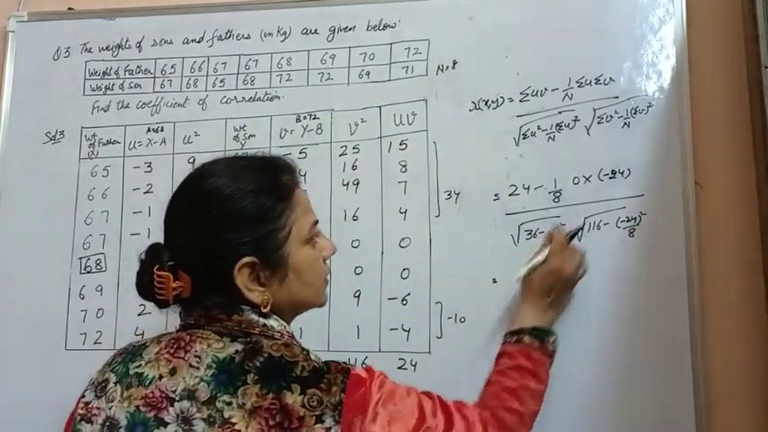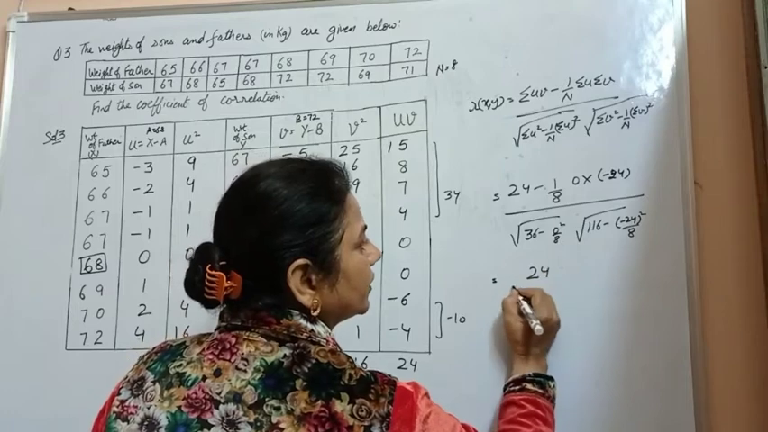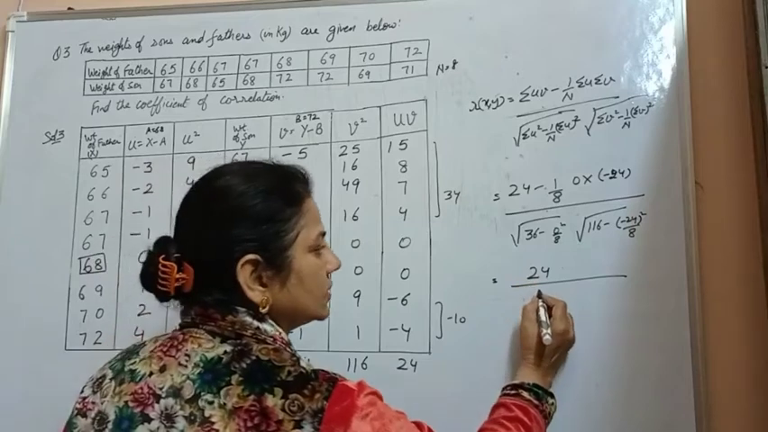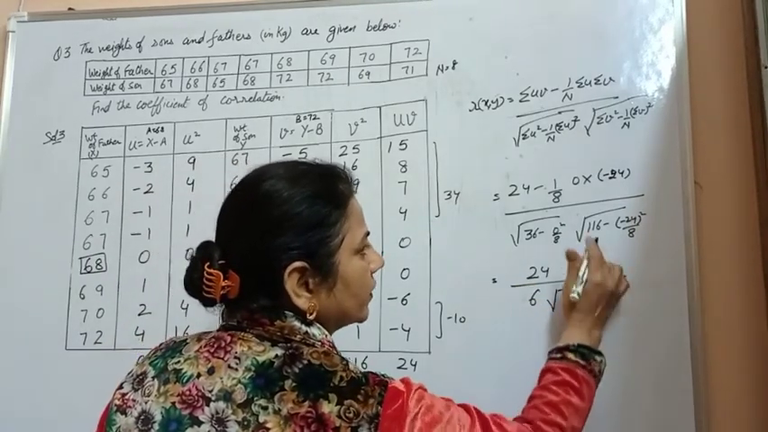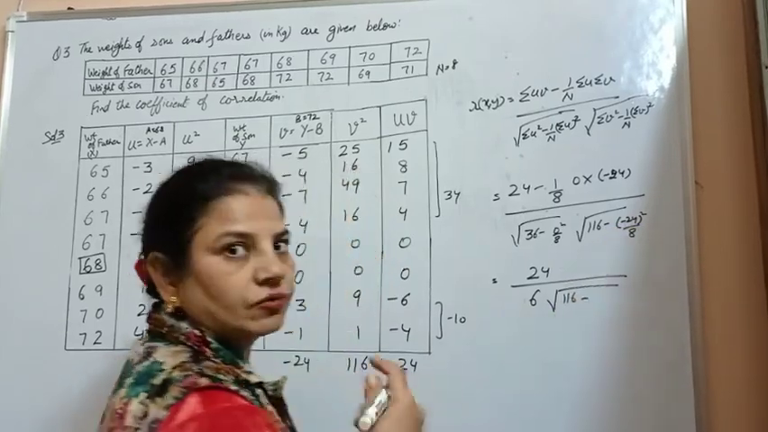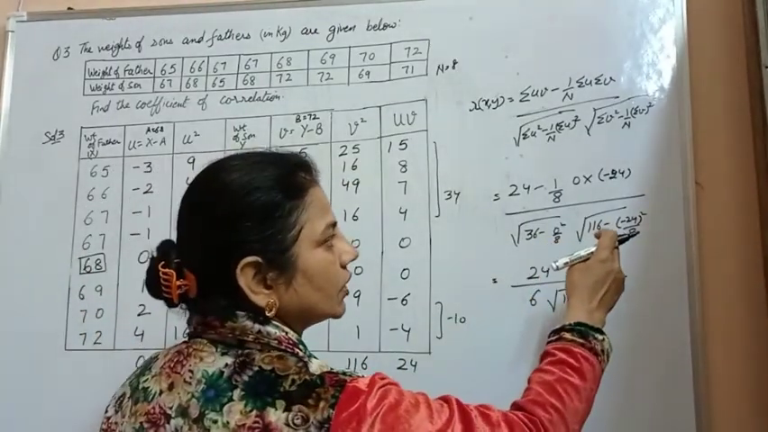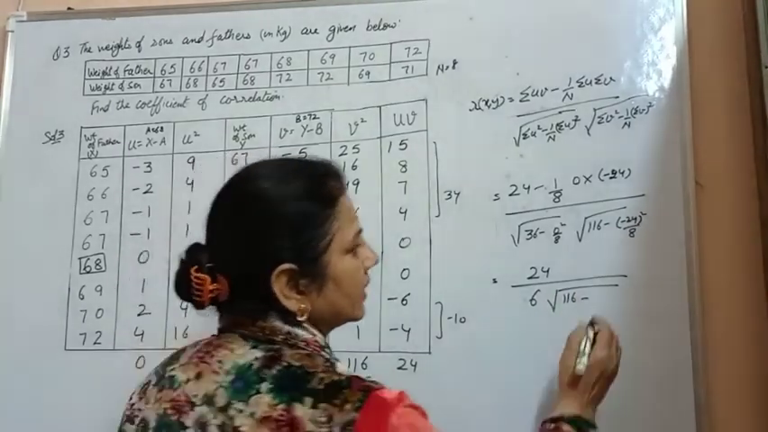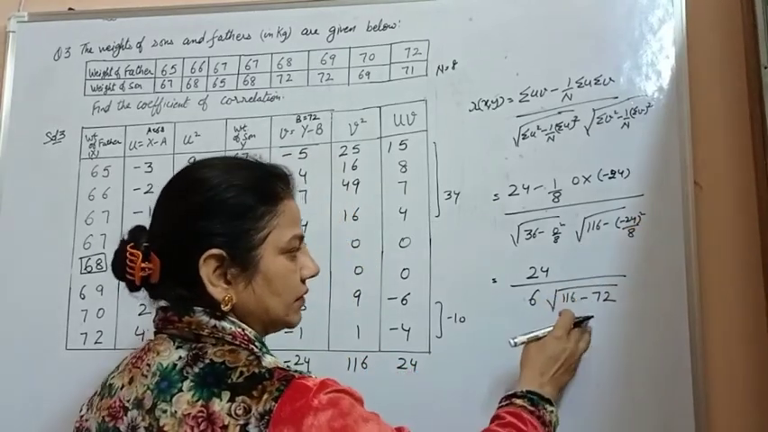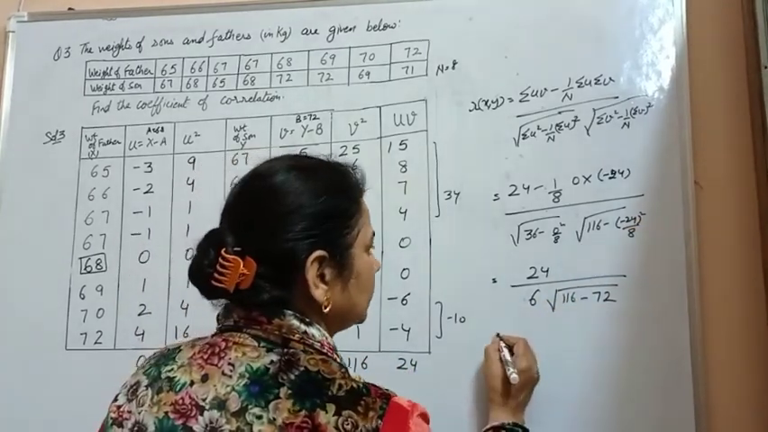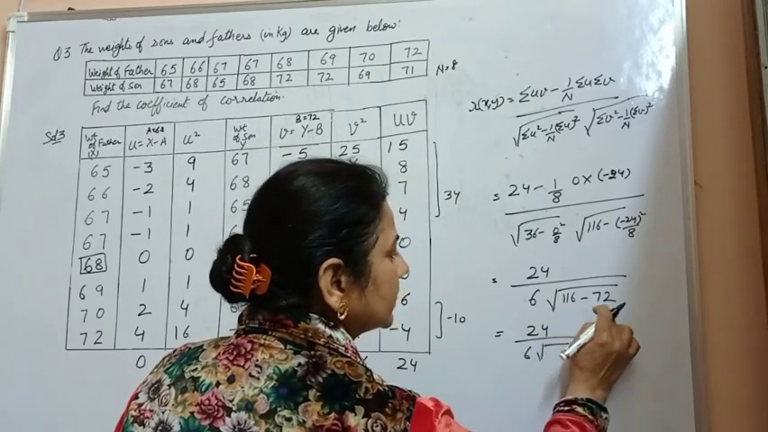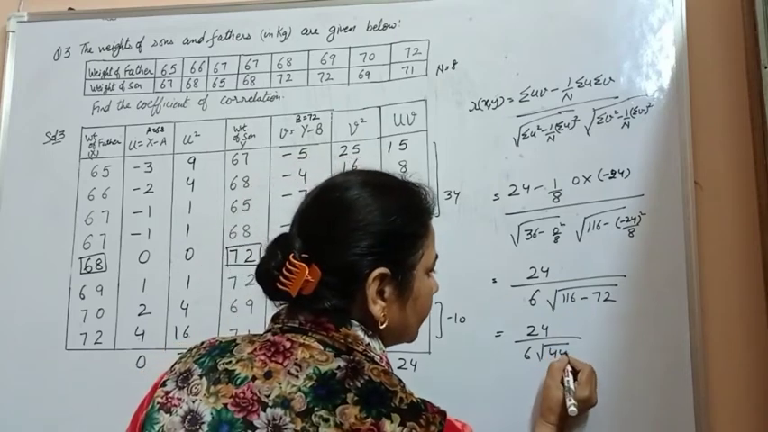So let us solve this. This becomes 0. We are left with only 24 in the numerator, and in the denominator, under this is 0. Under root 36 means only 6. For this 116, minus 24 square is positive. So 24 square divided by 8 gives a result of 72, because 24 into 24 by 8 we get 72. So 116 minus 72 is 44.